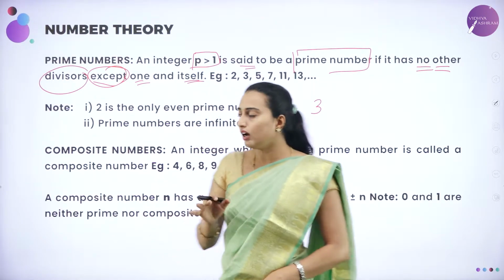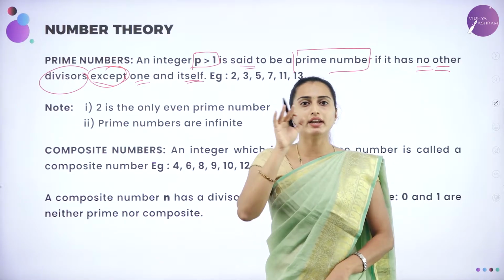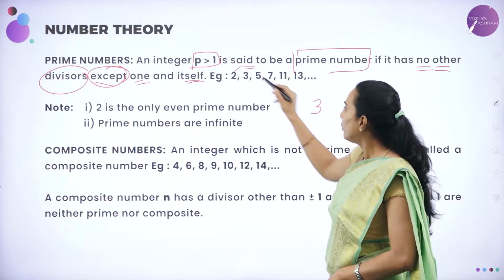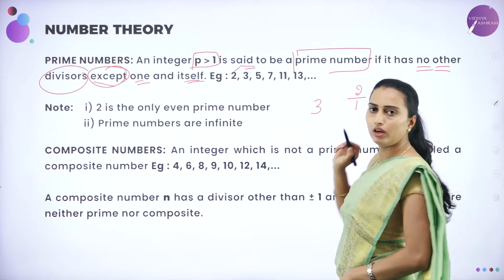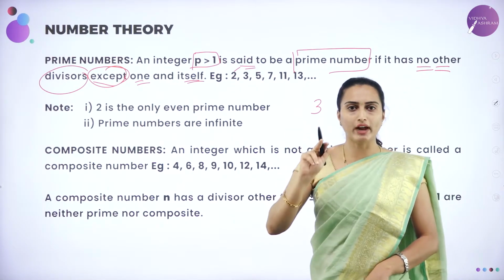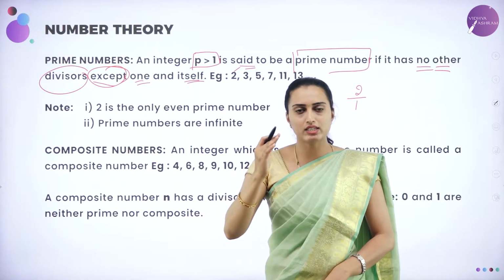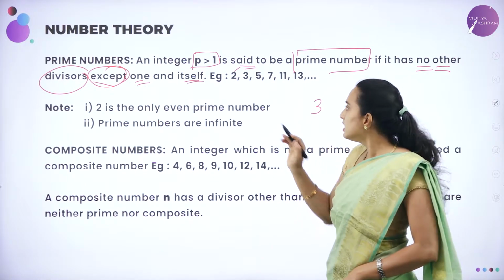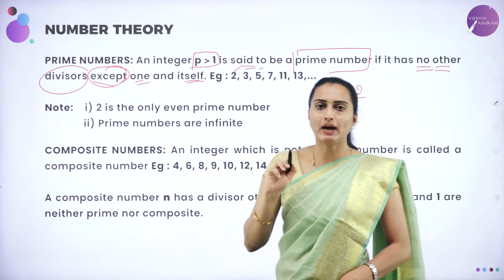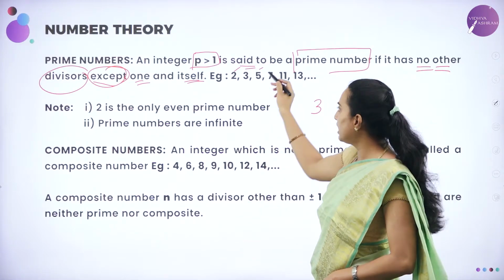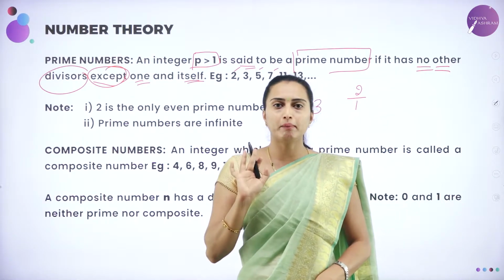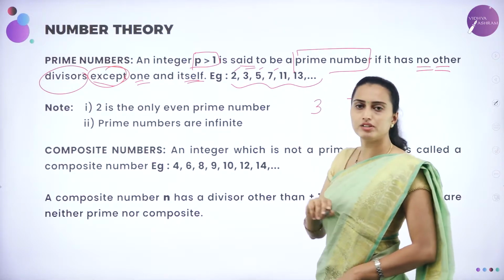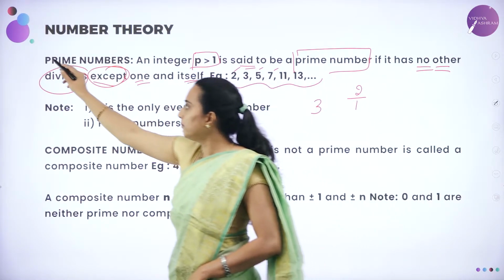So the number which is divisible only by 1 and itself is known as a prime number. Some of the prime numbers are 2, which has only 2 factors, 1 and 2 itself. Similarly 5 is divisible only by itself and 1, and 7 is divisible only by itself and 1. You have no other factors for these kinds of numbers. These are all known as prime numbers.